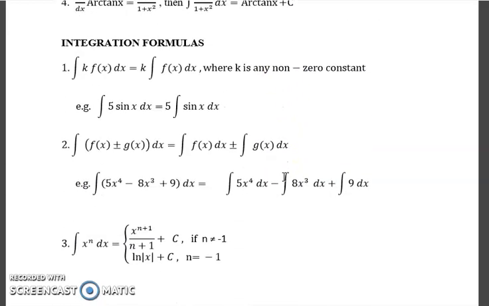So this would be the first set of integration formulas. The first one is the constant multiple rule for integration. It says that numerical coefficients are simply copied when you anti-differentiate a particular function. For instance, the integral of 5 sine x with respect to x: you copy 5 and then you anti-differentiate sine x with respect to x.